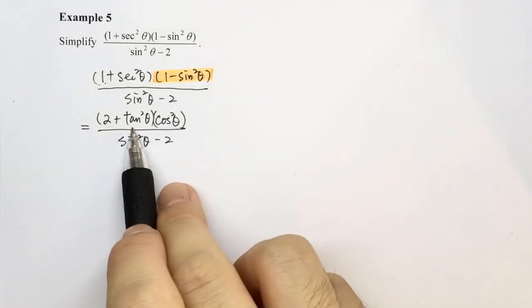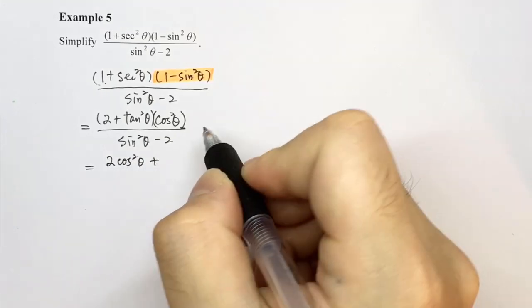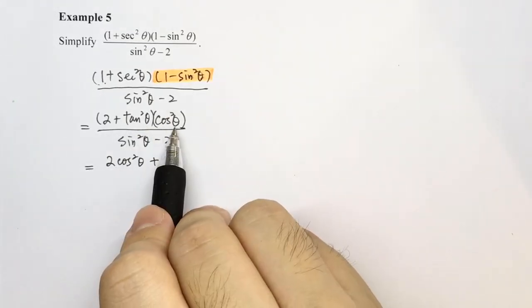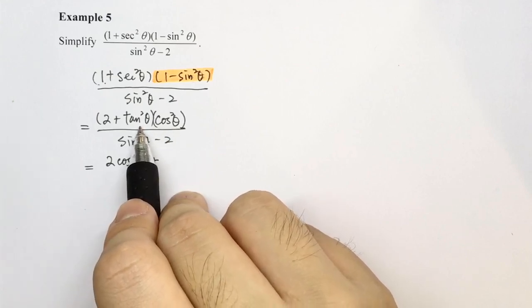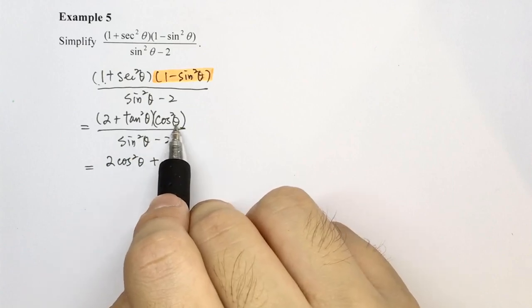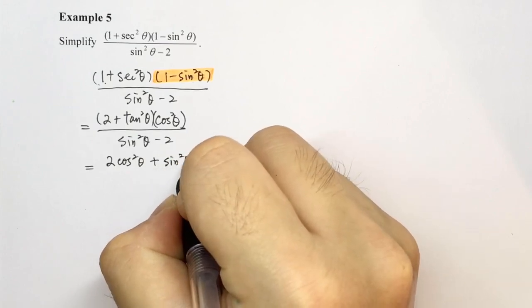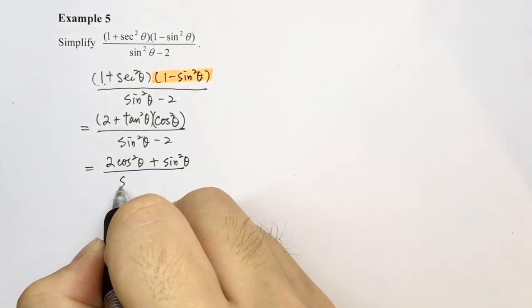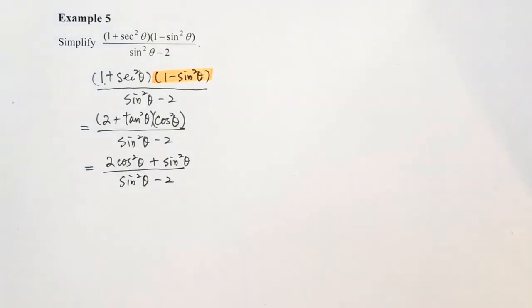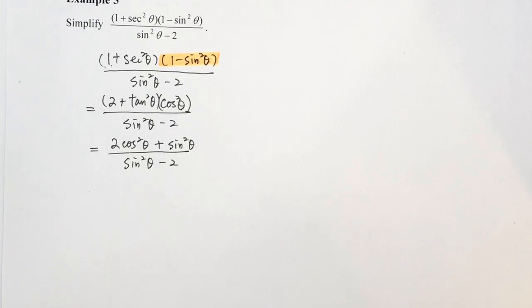And now you can remove the bracket. We have 2 cosine square theta plus tangent square times cosine square. For tangent square, you know is sine over cosine, so there are 2 cosines in the denominator. You can cancel out with this cosine square theta. So finally, we will have sine square theta. Okay, make sure that in M2 you do not need to write the steps in detail. You can skip some of the simple steps.